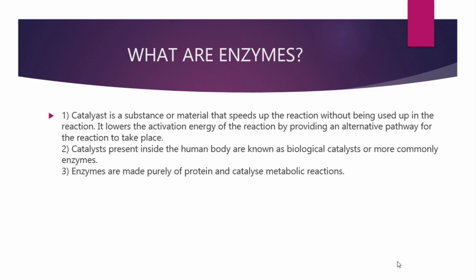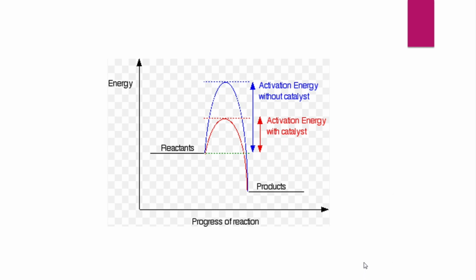You can understand it better from the diagram over here. As you can see, these are the reactants, and this is the original pathway. The blue one is the original pathway of the activation energy without catalyst. From the reactants to the blue line, it is the activation energy without catalyst. You can see it's pretty high, but when the catalyst is added, the activation energy reduces.